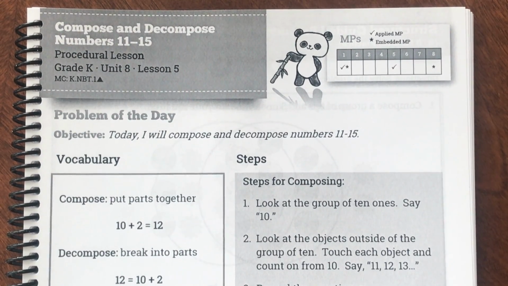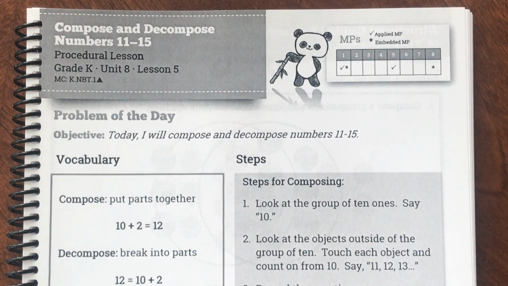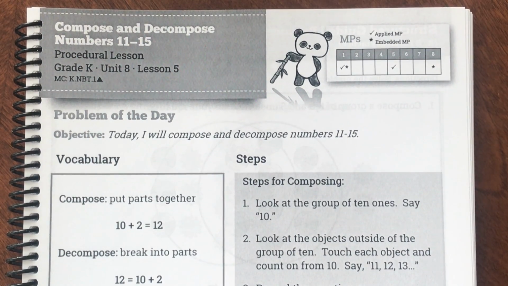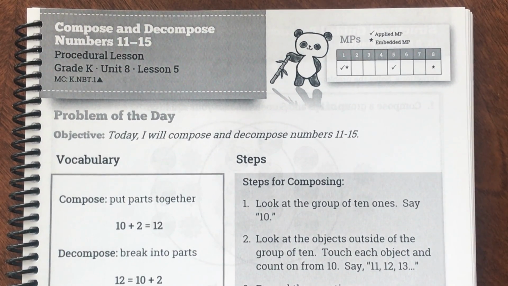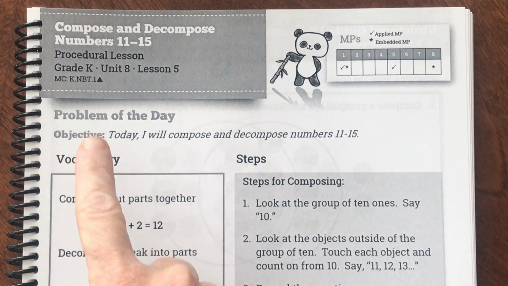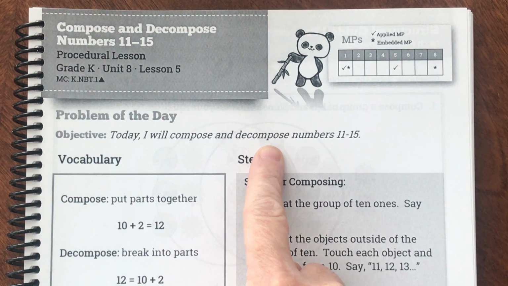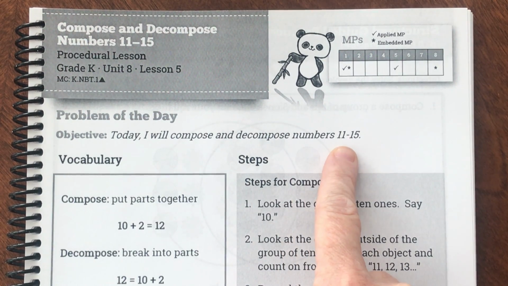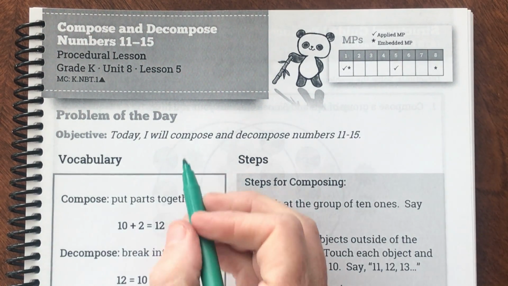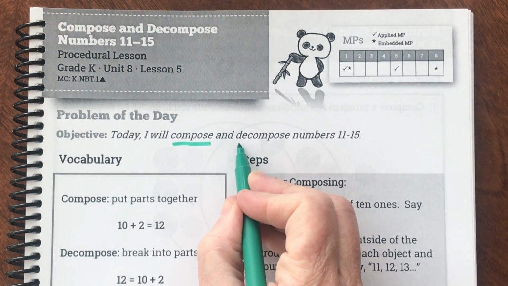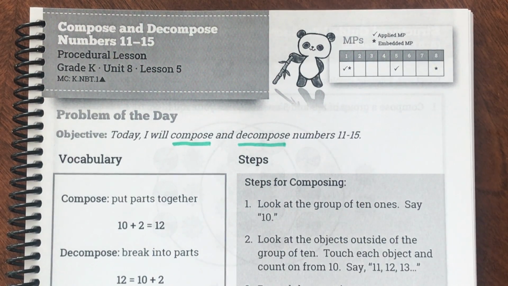Good morning, kindergartners. Today we are on page 19 of your student journal, page 19. And our objective today: I will compose and decompose numbers 11 through 15. So today we're going to compose and decompose numbers 11 through 15. We've done these before, but today they're putting both types of questions into one lesson.